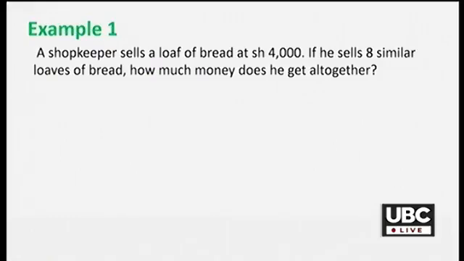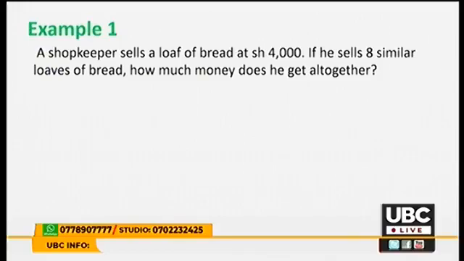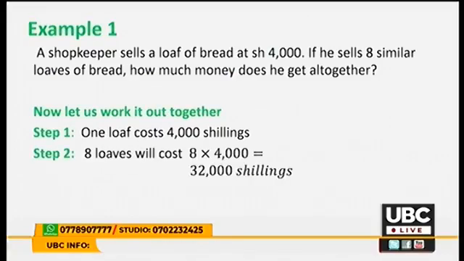Remember, you've got to read again the question. A shopkeeper sells a loaf of bread at 4,000 shillings. If he sells 8 similar loaves of bread, how much money does he get altogether? Let's work out together. 1 loaf costs 4,000 shillings. That is what we know. But now we need 8 loaves of bread, which will cost 8 times 4,000.